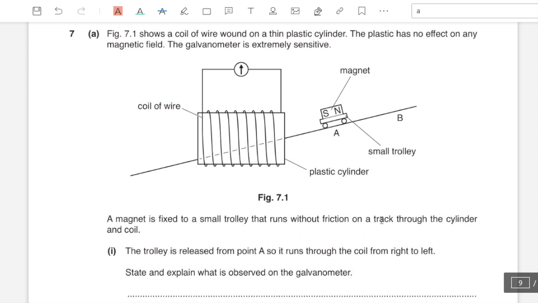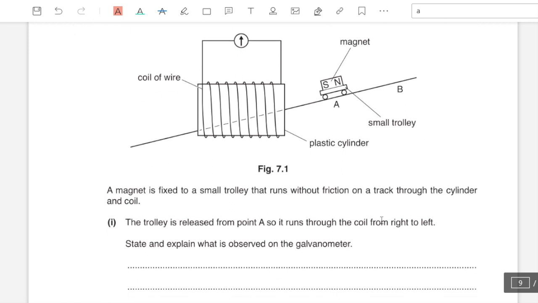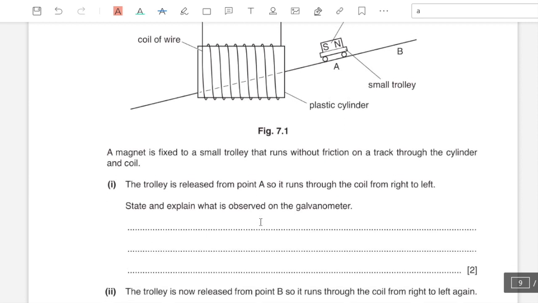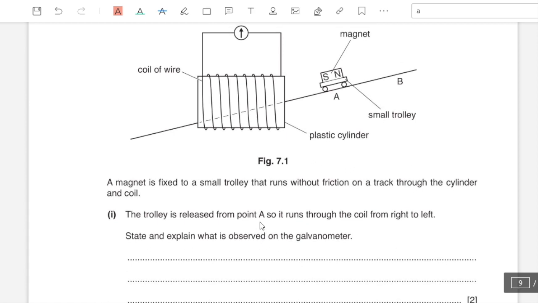Question 7a. Figure 7.1 shows a coil of wire around a thin plastic cylinder. The plastic has no effect on any magnetic field. The galvanometer is extremely sensitive. A magnet is fixed to a small trolley that runs without friction on a track through the cylinder and coil. 1. The trolley is released from point A, so it runs through the coil from right to left. State and explain what is observed on the galvanometer.